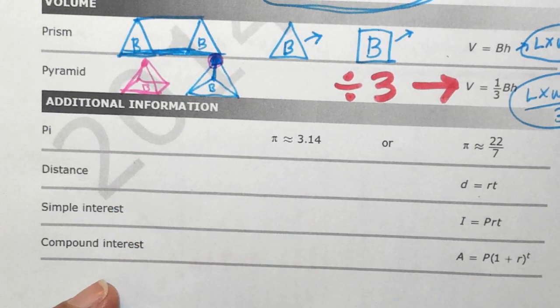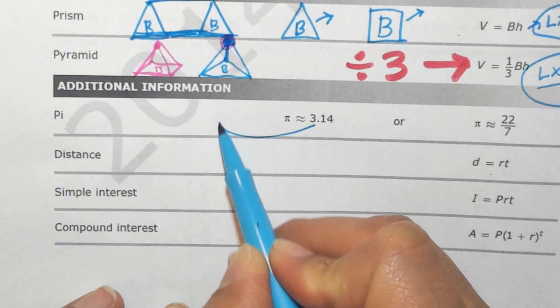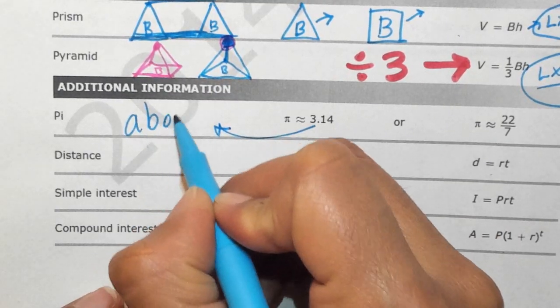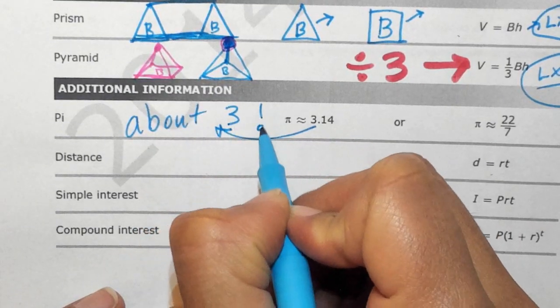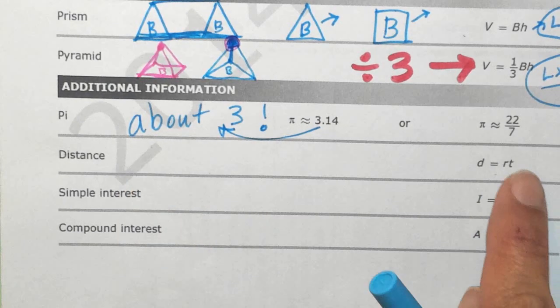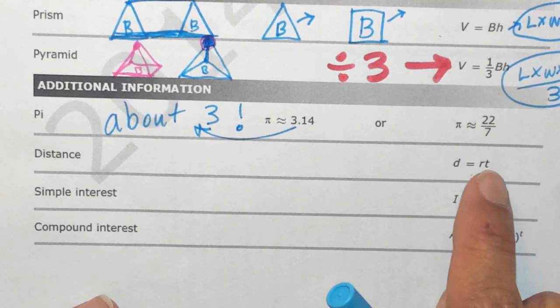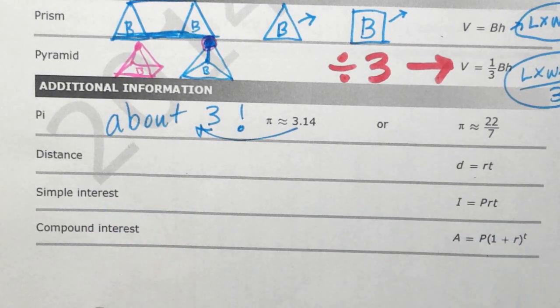Alright, pi. If you forget what pi is, it's right here, 3.14, but just use 3. It's about 3. The distance formula, we don't use that in math, but there might be a question where they'll ask you, and there's your formula.